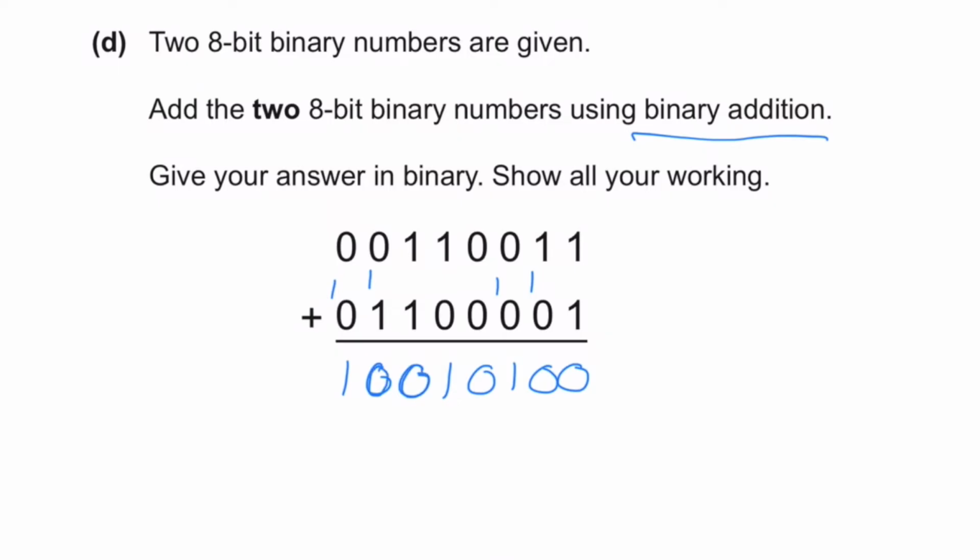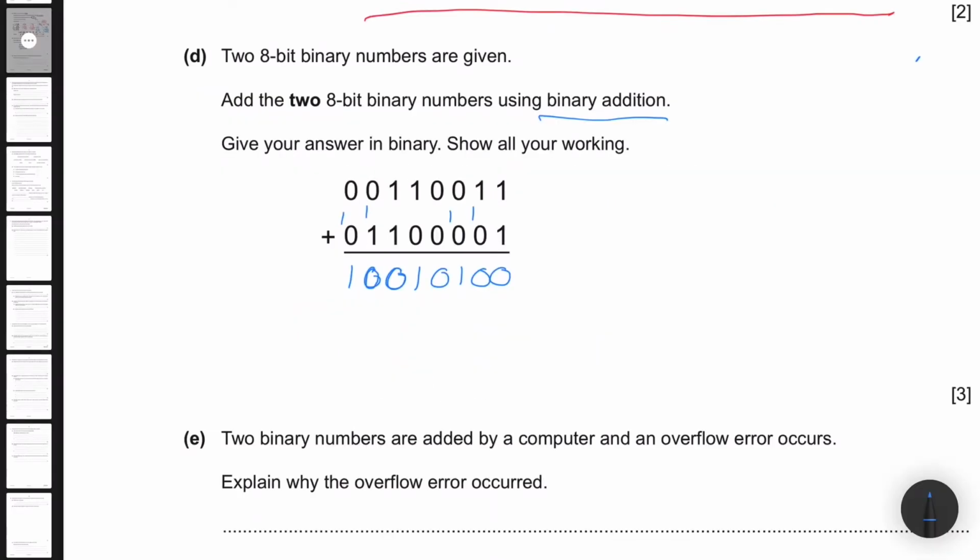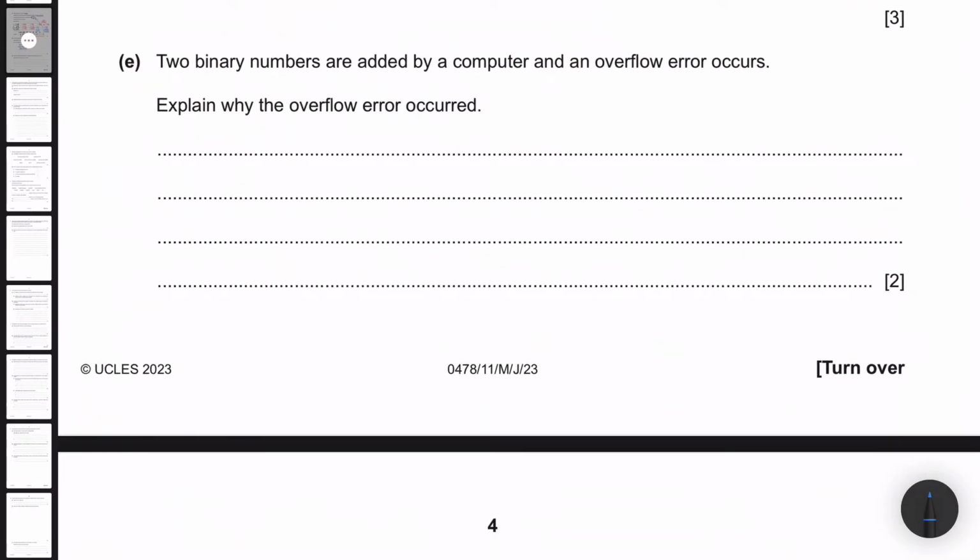1, 0, 0, 1, 0, 1, 0, 0. So basically 1 nibble and 2 nibbles, and they're correct. Yeah, so we've got 4 carries. You saw that, yeah? I had to carry 4 times. 2 binary numbers are added by a computer and an overflow error occurs. Explain why the overflow error occurred.